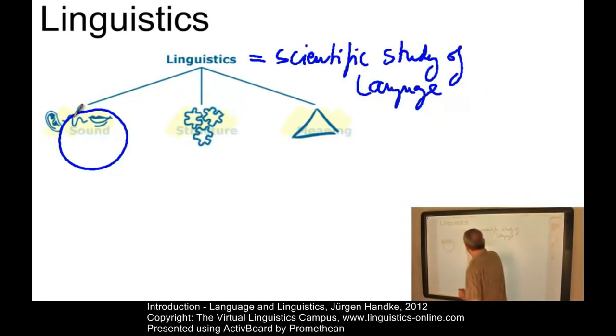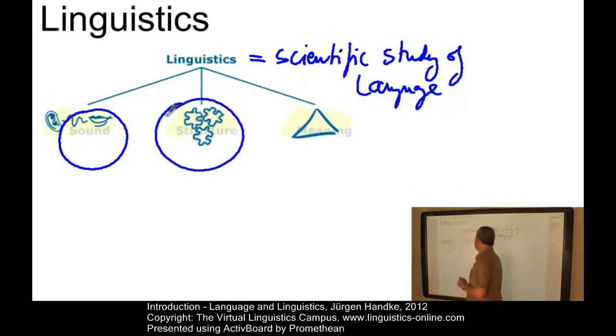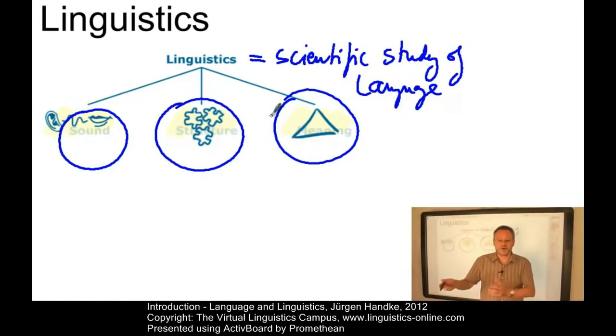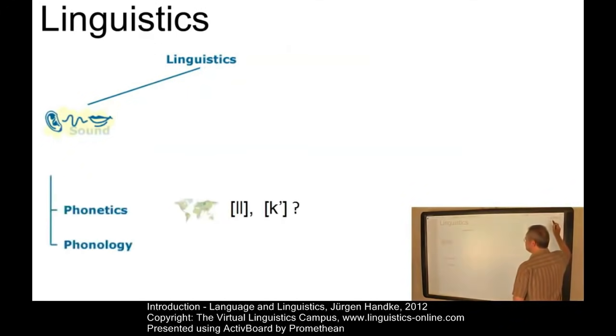Then we have a second big branch which deals with structure. This could be the structure of words, the structure of sentences, and something in between, the structure of phrases, for example. And finally, we have to look at the meaning of what is being said, the meaning of words, the meaning of sentences, and the meaning of even longer stretches of speech, such as utterances and conversation. Let us look at the branches in more detail.